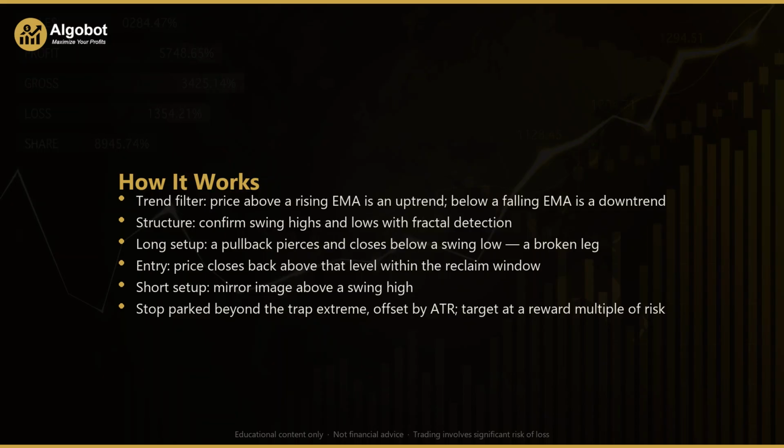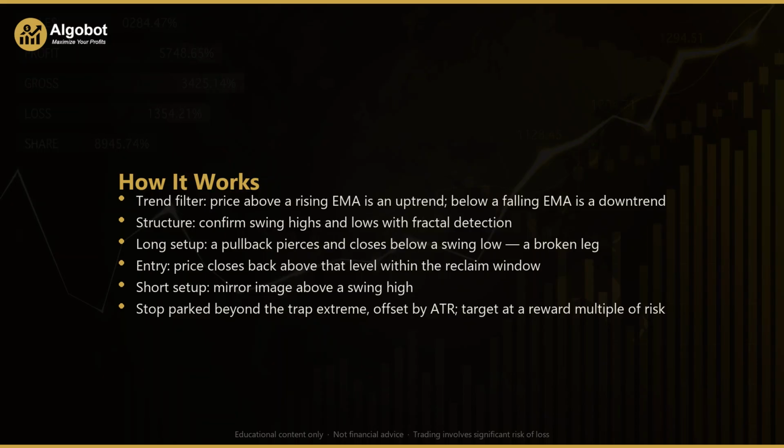Now the setup. Consider the long side in an uptrend. The strategy waits for a pullback whose low pierces below the most recent swing low and, importantly, also closes below it. That combination, pierced and still below at the close, is what the strategy treats as a broken leg. It arms the setup, records the lowest point of that break as the trap extreme, and starts a countdown. From there, one of two things happens. If price closes back above the broken swing level within the reclaim window, 3 bars by default, the break is judged false, the trap is sprung, and the strategy enters long to rejoin the uptrend. If that reclaim never comes and the window expires, the strategy stands down and treats the move as a genuine breakdown. It also refuses to rearm on the very same swing twice.